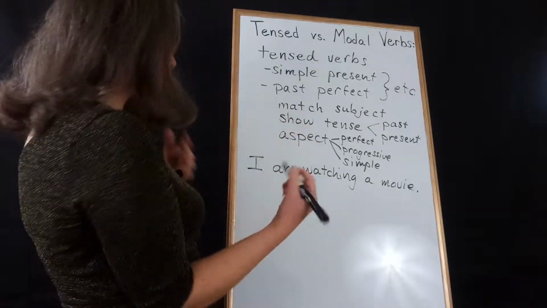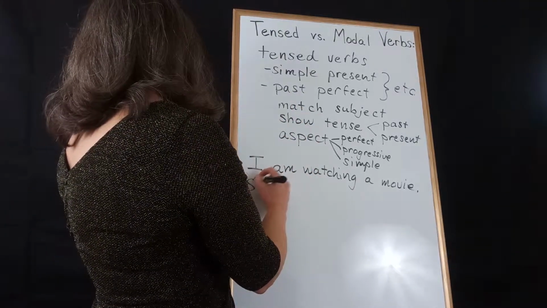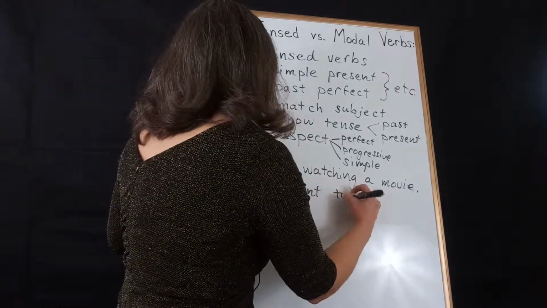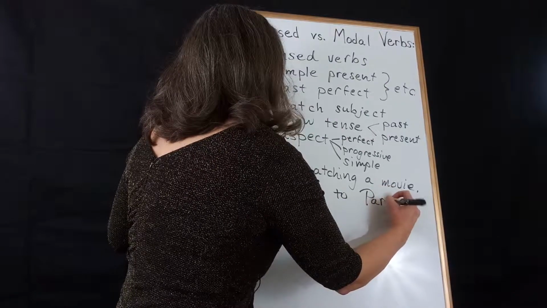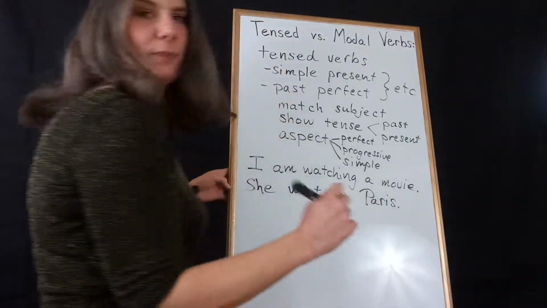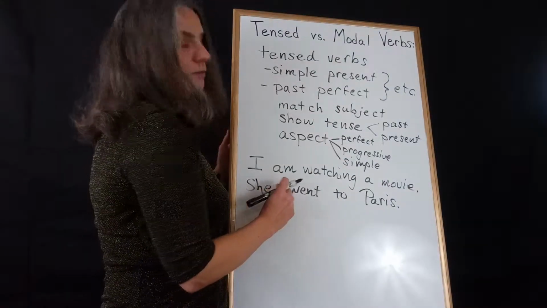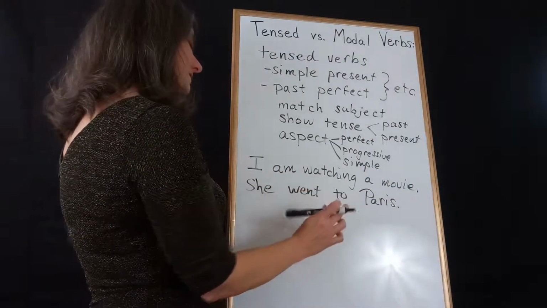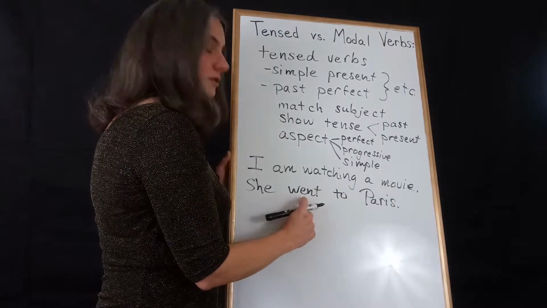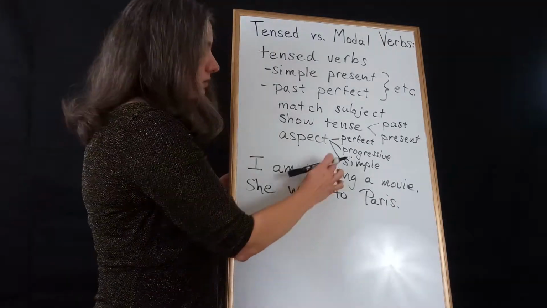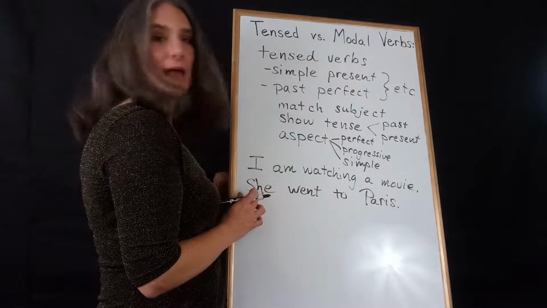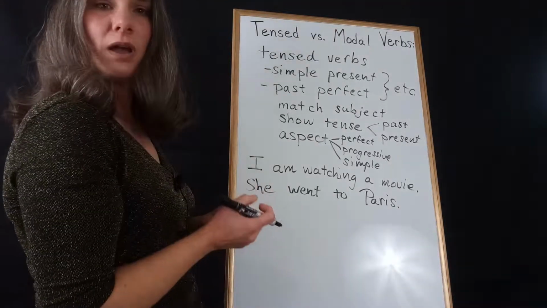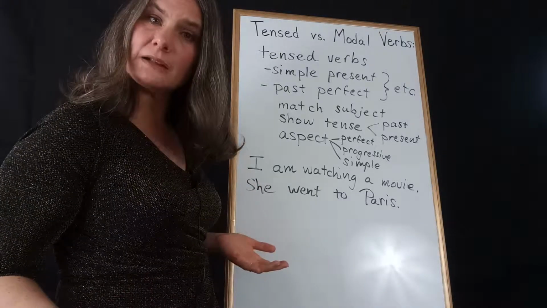Other examples might be, she went to Paris. I love Paris, so I would like for this to refer to me anytime soon. She went to Paris. This one shows some past. It shows a simple aspect. It matches your subject, she. Okay, so that's what most verbs do in English.